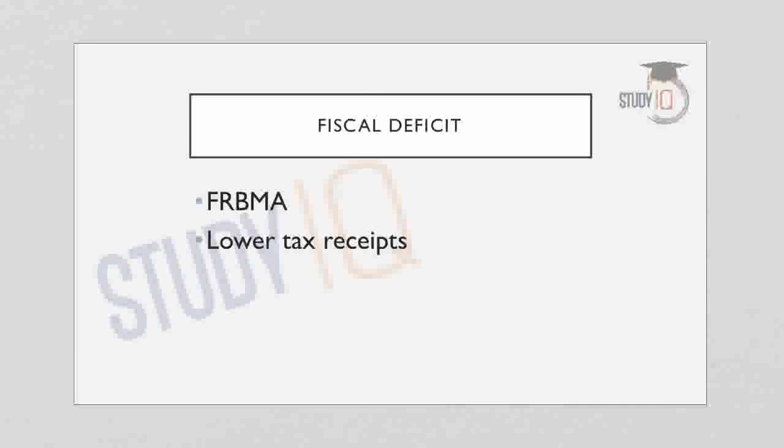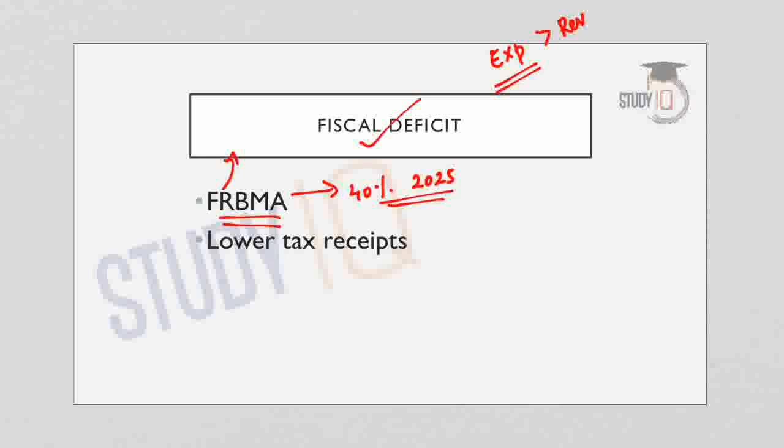Now moving on with the lecture, let us first understand the status of fiscal deficit in India. What is meant by fiscal deficit? Fiscal deficit is the excess of government expenditure over the revenue of the government. And in this context, let us understand FRBMA. FRBMA aimed at reducing the ratio of central debt to GDP to 40% by 2025. The objective of FRBMA, that is the Fiscal Responsibility and Budgetary Management Act, was fiscal consolidation.